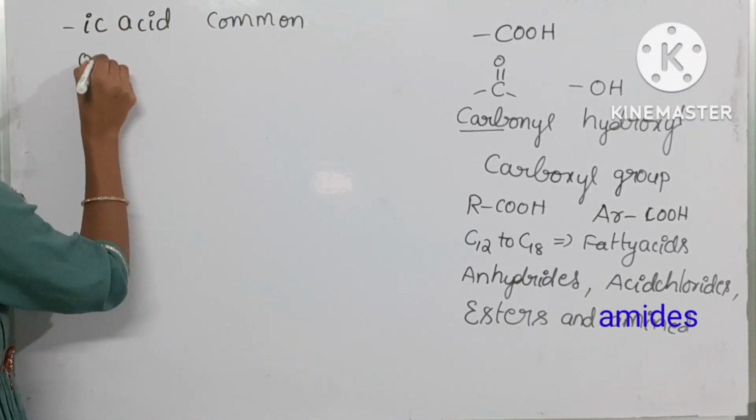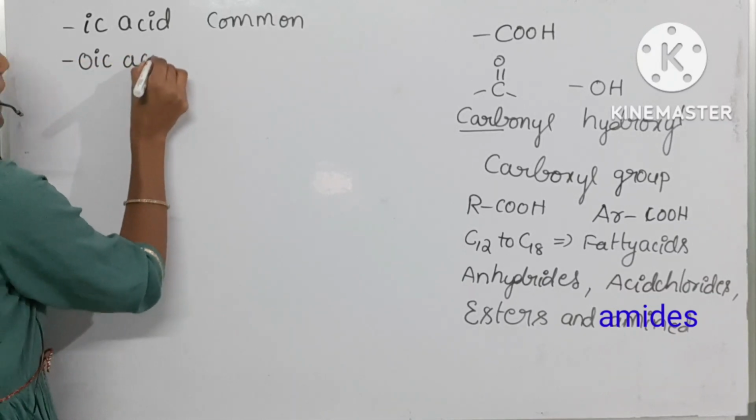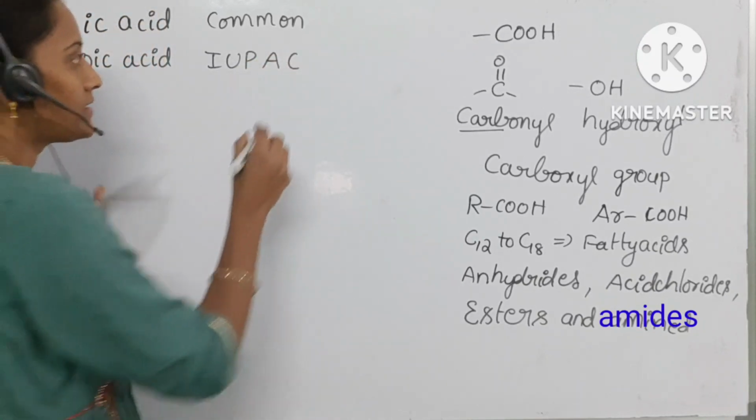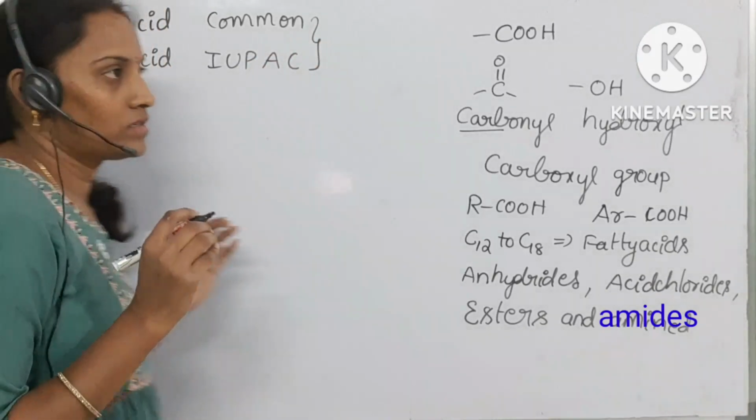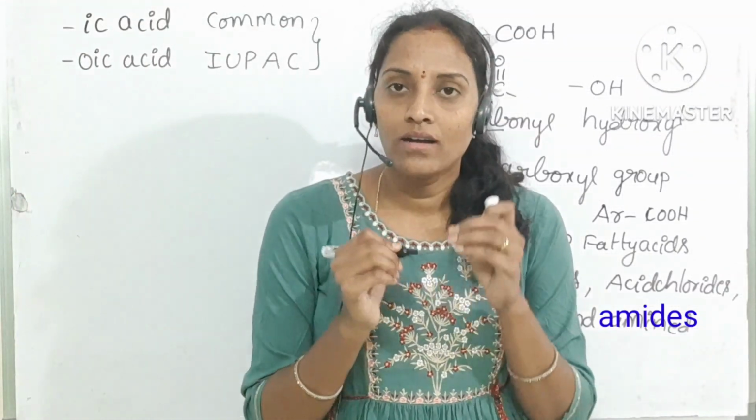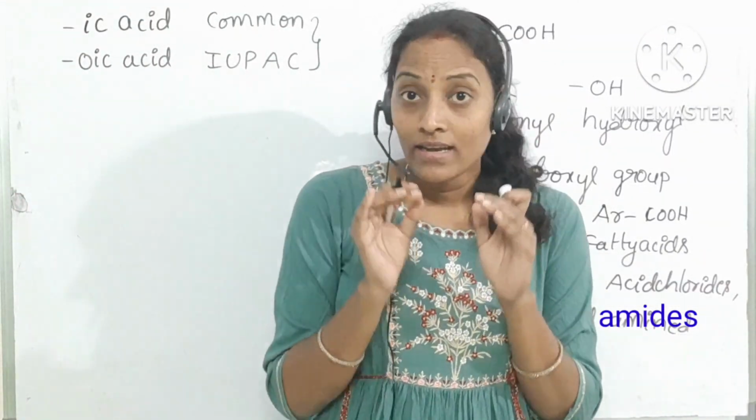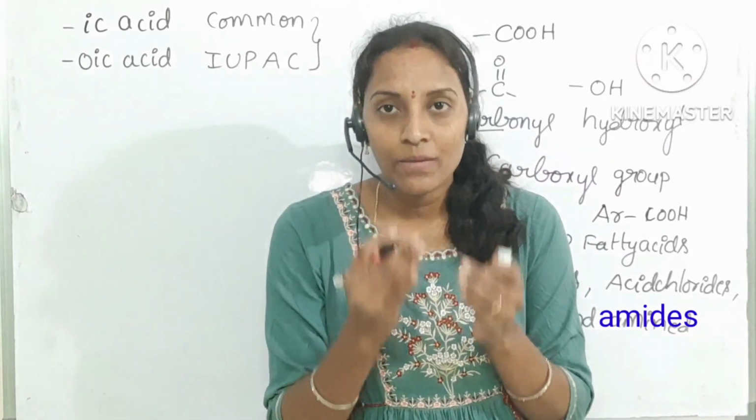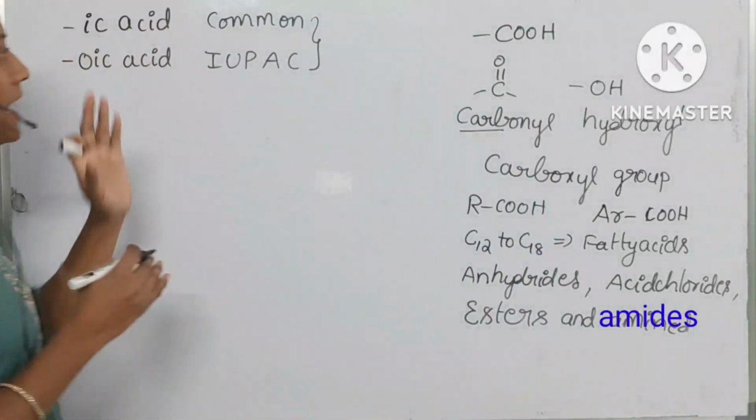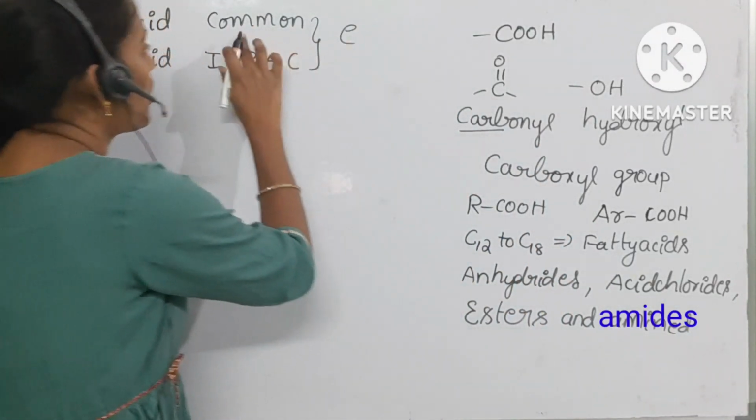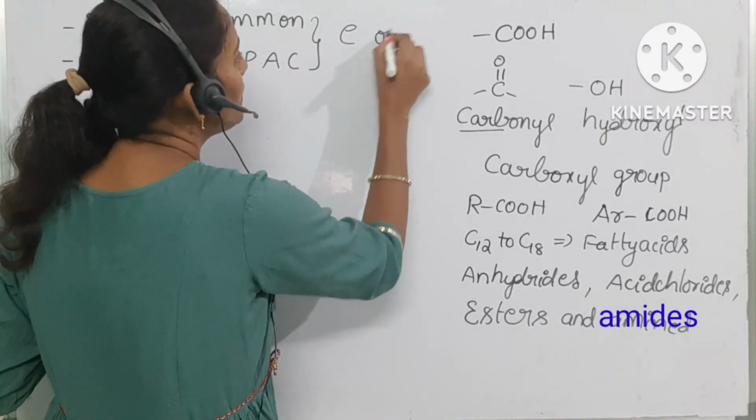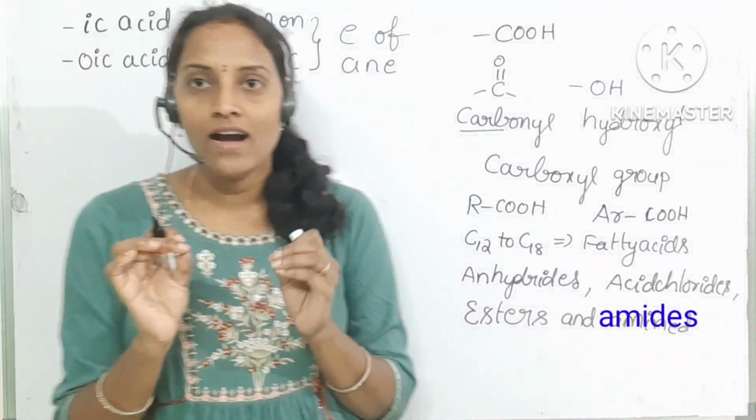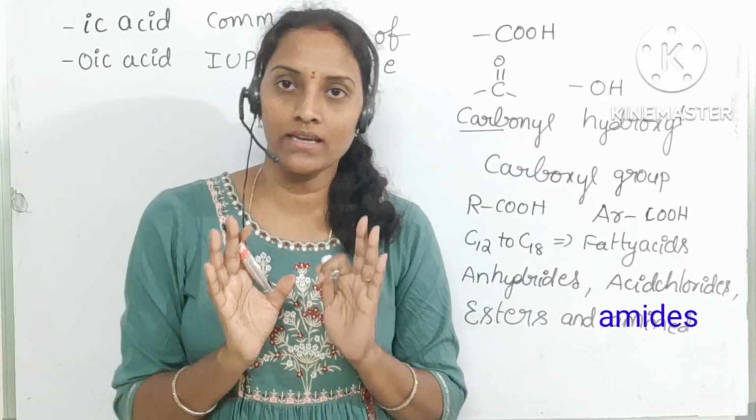and if the carboxylic acid name ends with oic acid, that is the IUPAC name of a carboxylic acid. These two names are added to the alkane. In an alkane, the last letter E of ane replaced by ic acid is the common name. If the last letter E of ane is replaced by oic acid, that is the IUPAC name of a carboxylic acid.